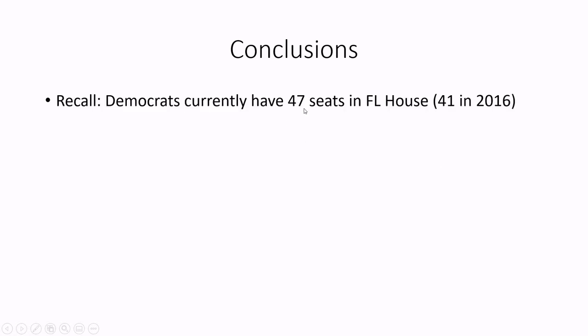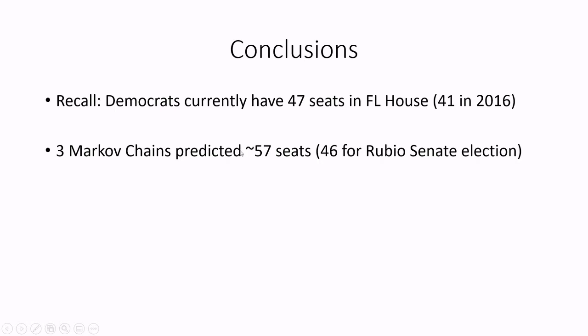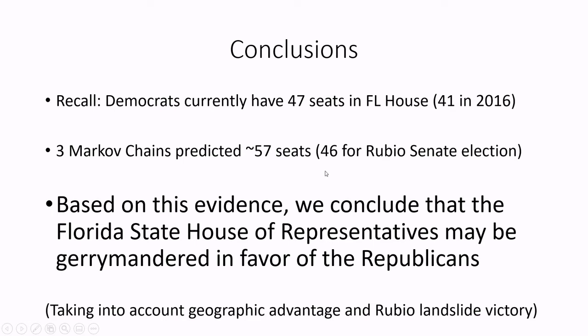So, conclusions from this. Recall the Democrats currently have 47 seats in the Florida House. They had 41 in 2016. And our three Markov chains predicted approximately 57 seats that they should have won, and 46 for the Rubio Senate election. So based on this, we can say that the Florida State House of Representatives may be gerrymandered in favor of the Republicans, since all the plans, except for this one, included that they should have significantly more, at least 10 seats more.